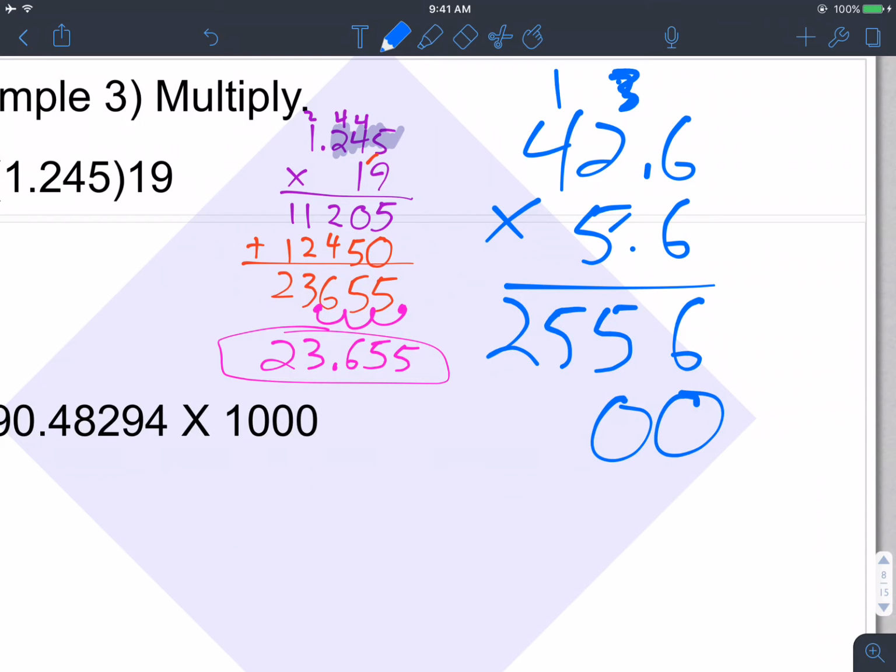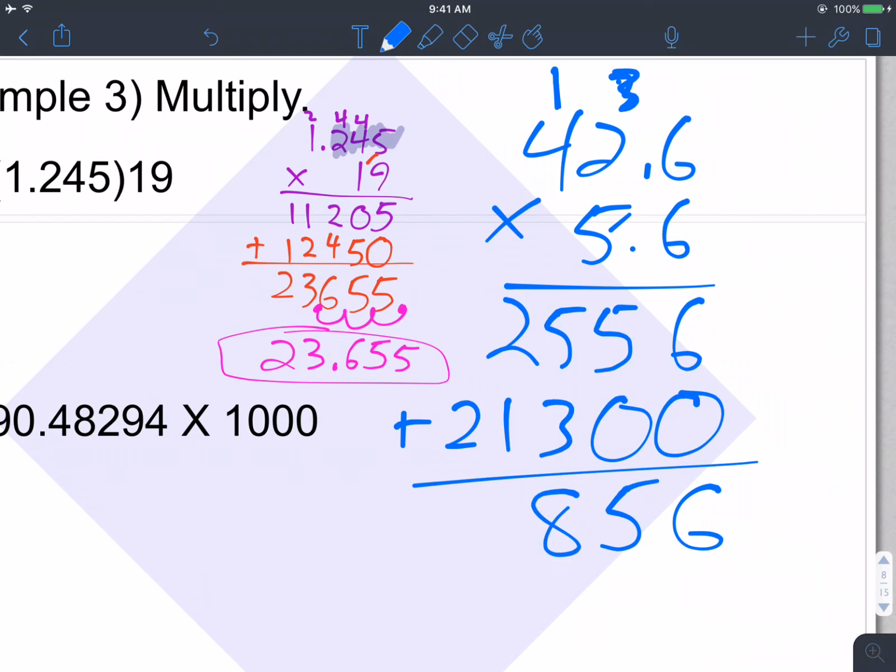There's still a 3 there. 10, 11, 12, 13. 20, so 21. Add them. 6, 5, 8, 3, 2. All right, but now just do it from both numbers, right? So we've got one decimal place there and one decimal place there. What's the answer? Exactly right, 238.56.